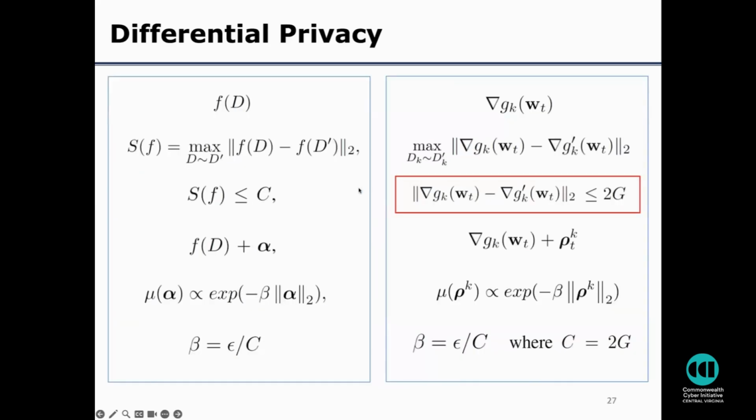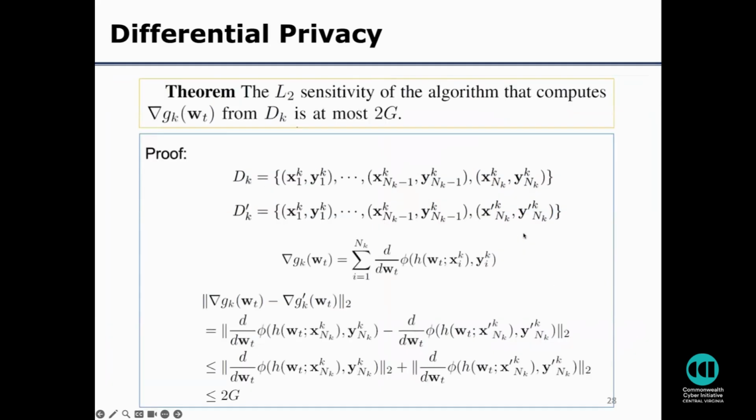This one is very similar. Following this definition, we can also have this. The theorem and its proof can be found here. It shows this can achieve epsilon differential privacy. Due to the time, we skip the introduction here.